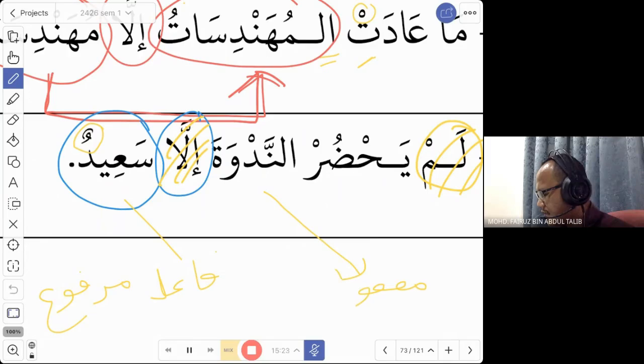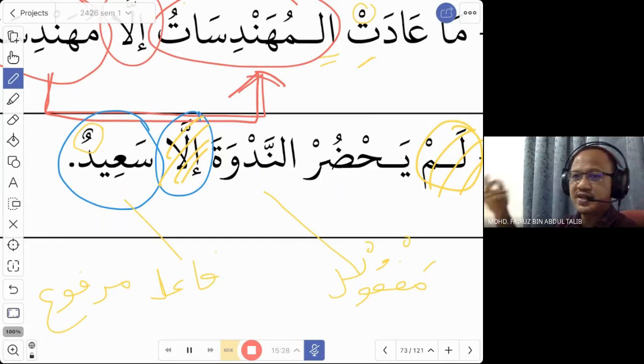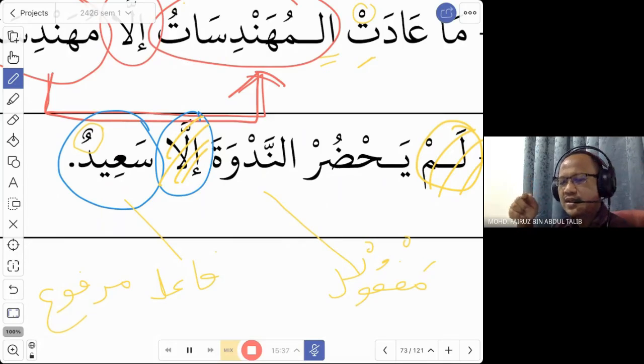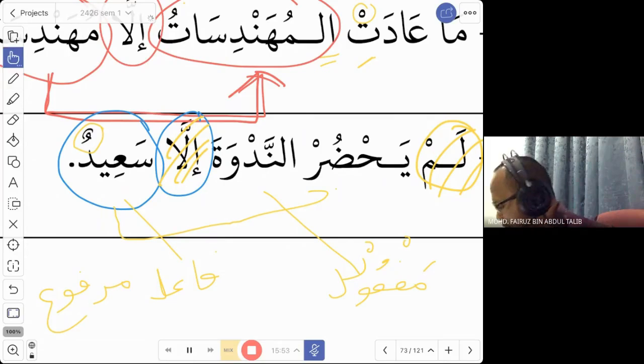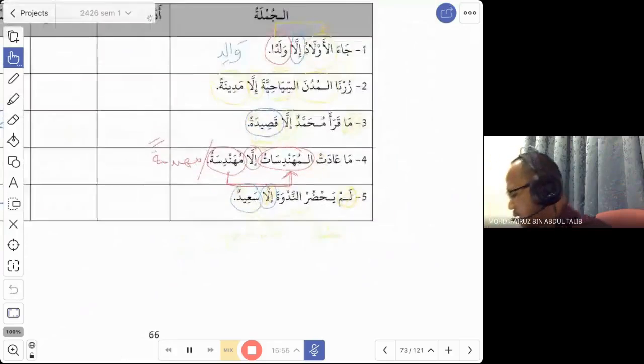You look at the position of the maf'ulun bih, it is normally after the fi'il. But again, you can have it anywhere in the sentence as long as the meaning is correct and the hukum, the alama, is also correct. So your sentence should be okay. Lam yahdurin nadwata illa sa'idun. So why do we read sa'idun, not sa'idan? Because the position of the word sa'id in this jumlah is the fa'il. Okay, so that is the hukum for jumlah rakam khamsa.